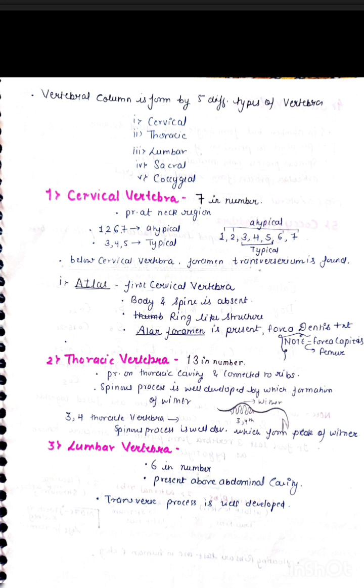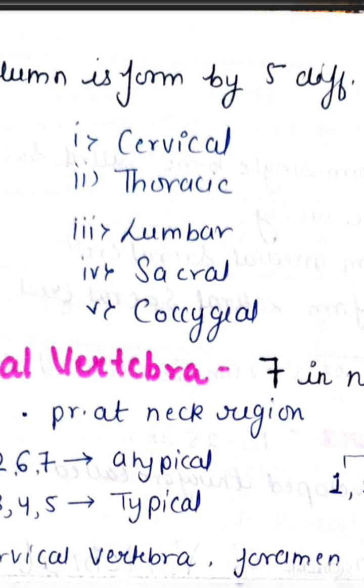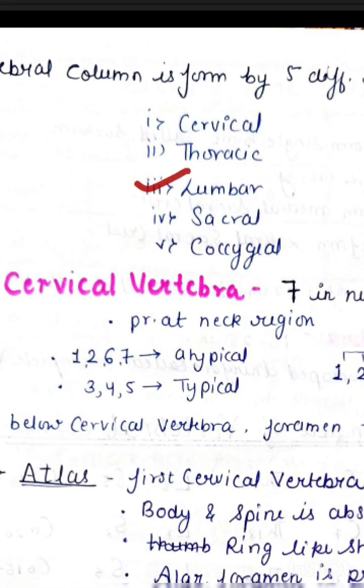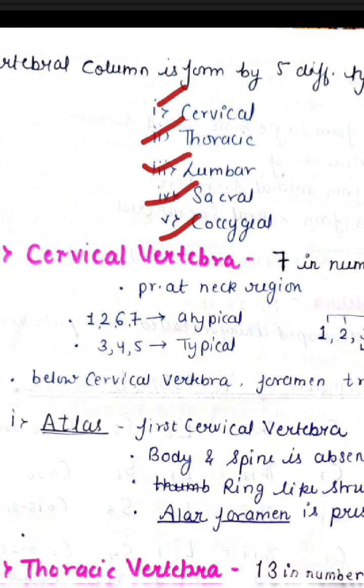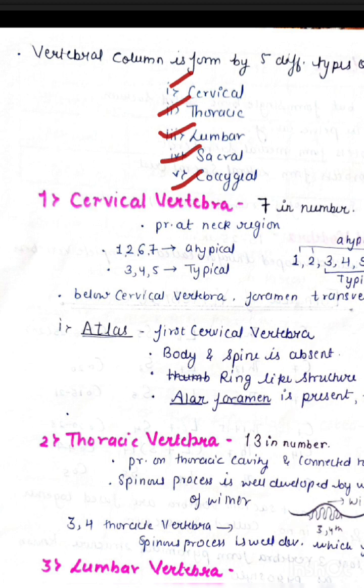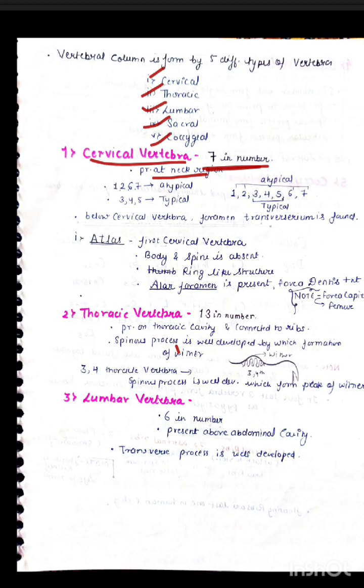First, the vertebral column is formed by 5 different types of vertebrae. These are the vertebrae present. First one is cervical, second is thoracic, third is lumbar, fourth is sacral, and fifth is coccygeal. Cervical vertebrae are 7 in number, present in the neck region. Let me make a diagram.